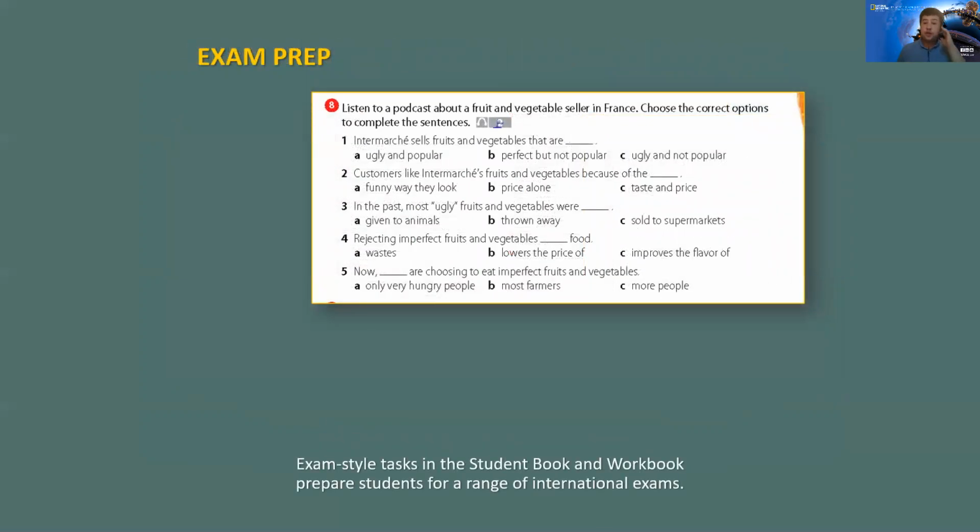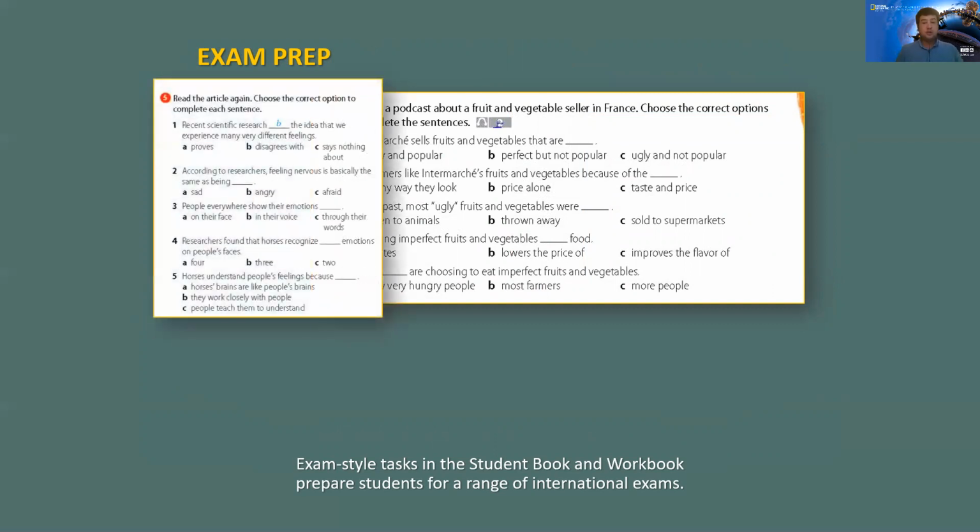Finally, because we know that the driving force behind most learners at this age is maybe taking a university entrance exam, exam preparation is included throughout the program. These tasks are built into every unit to help students develop the skills they'll need for that short-term goal of passing the exam, while also giving students the language that they'll need to be fluent users after test day.